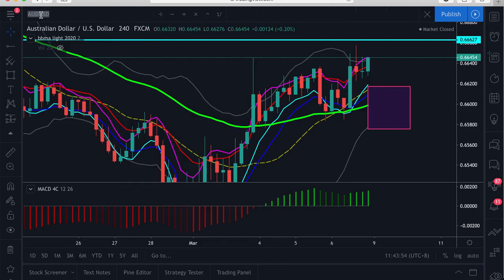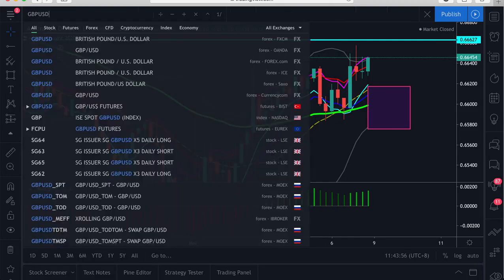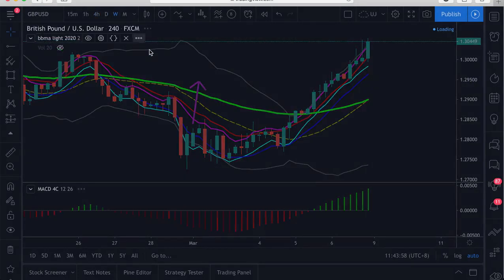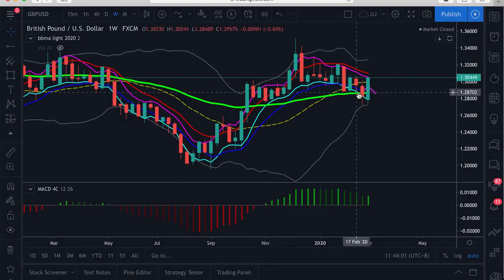Next pair, GBP USD. Start looking at the weekly. On GBP USD it's a re-entry sell, because the candle closed above here and it closed at the MA 10 high.